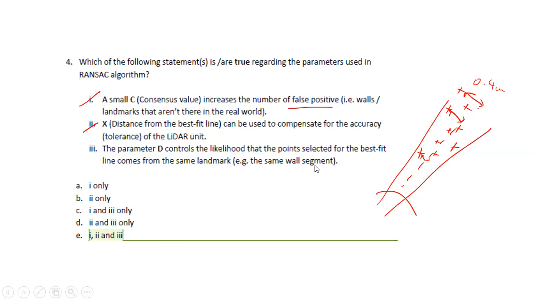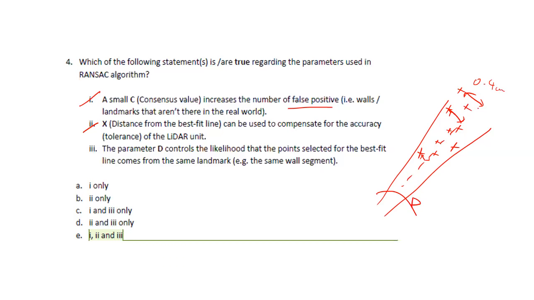So of course the parameter D controls the likelihood, because if my D is too big, then I'm going to have a lot of points and I'm trying to get a single line within a very wide angle, which is going to be difficult, correct? But if my D is small, my angle is small, then the points that I get, I can sort of fit into a line within that small angle.